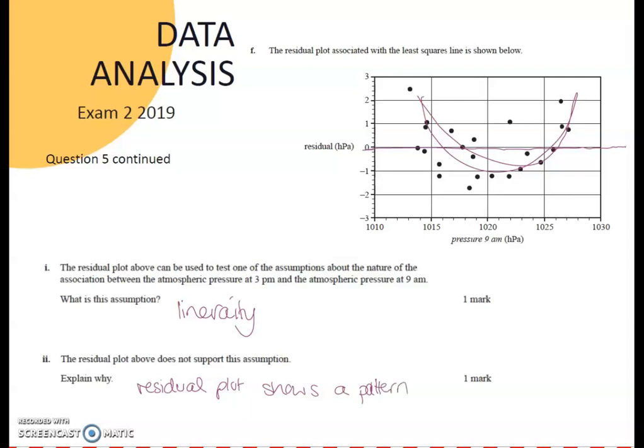You can go on to describe that pattern. Okay, you can say it's curved U-shape if you want. You can draw that on the scatter plot, the residual plot that you have on the page, but what we just want to see is that you are identifying that it has a curve, it shows a pattern, therefore is showing that your data is not linear.